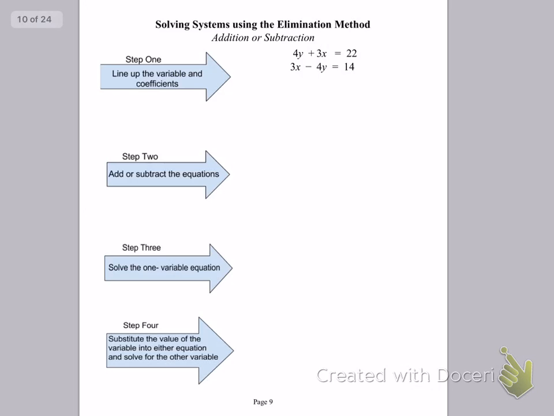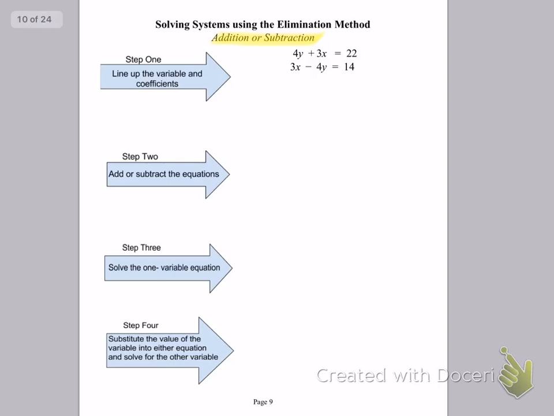So we've got 4 main steps with addition and subtraction. The first one is to line up your variables, add or subtract either of the equations, solve, and then substitute and find your other variable. It's kind of different from the substitution method because it's different steps, but essentially you're doing that same process. We are looking to see where these two linear systems intersect and at what point they intersect.